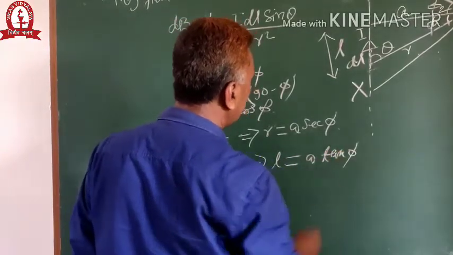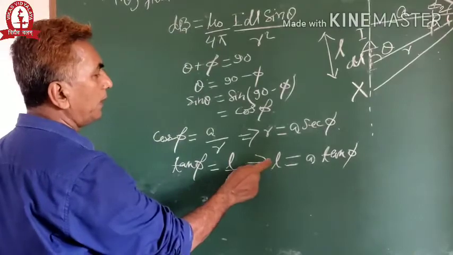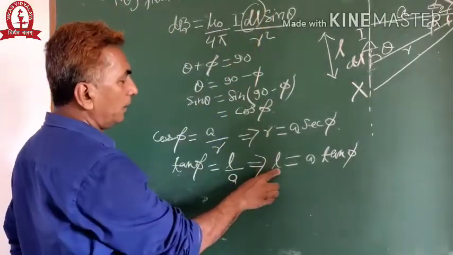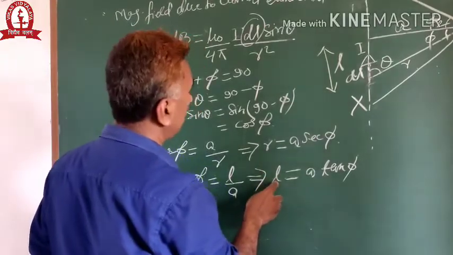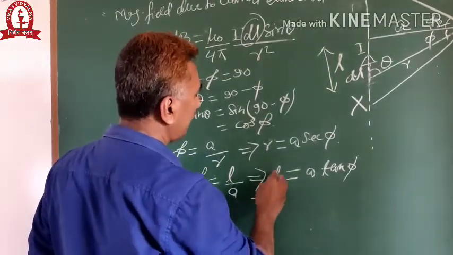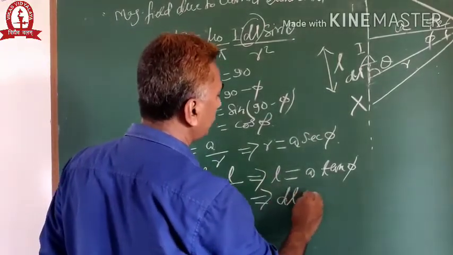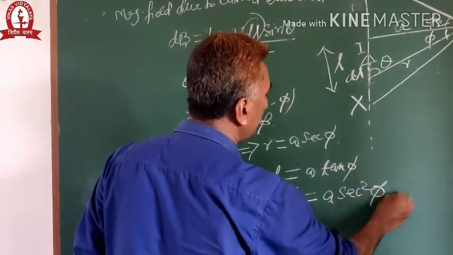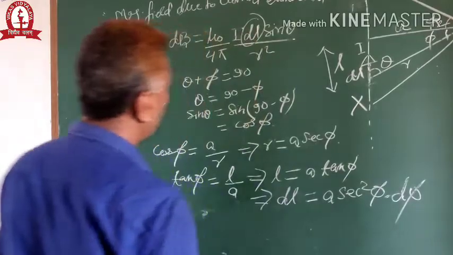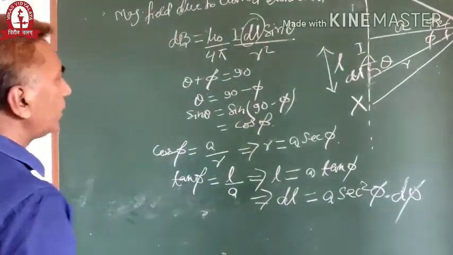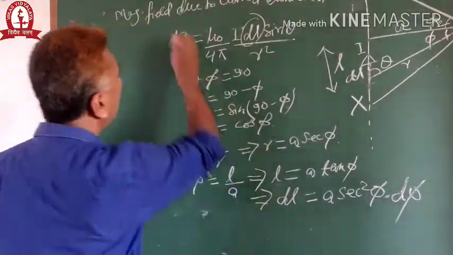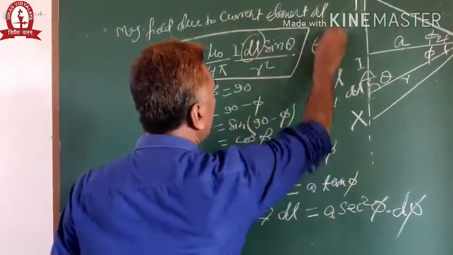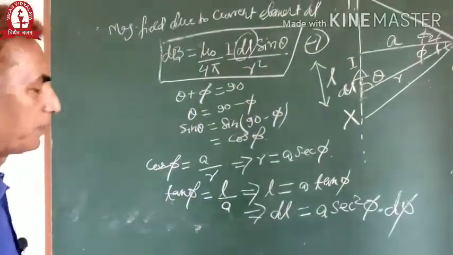Why I am writing this? Because I have to calculate the value of dl. Here we just calculated L. So now differentiate this. So dl will be equal to a sec square phi into d phi. Now all these values that I calculated, I have to put in this equation number 1. Okay, you note down up to this.